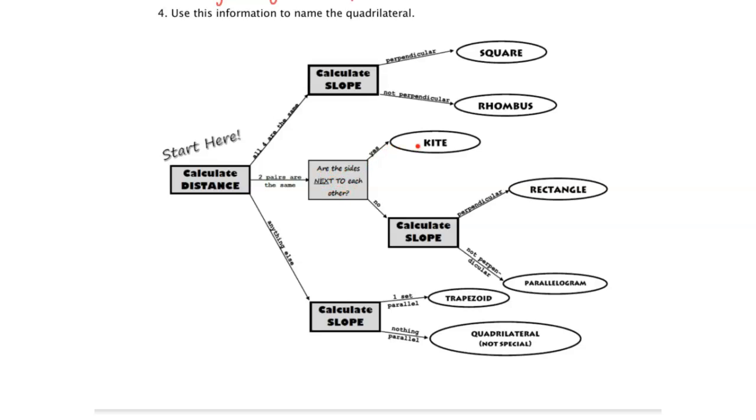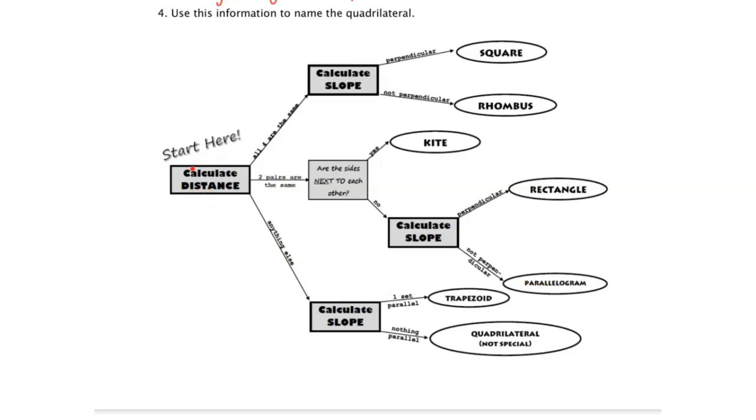If yes, then it's a kite. If the two sides that are the same are not next to each other, but instead they're across from each other, then now we have to go and calculate the slope because this is either a rectangle or a parallelogram. If the slopes are perpendicular, then that means it's a rectangle. If they are not perpendicular, then that means it's a parallelogram.